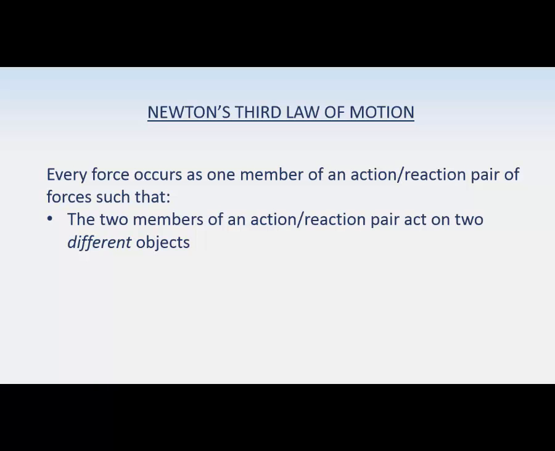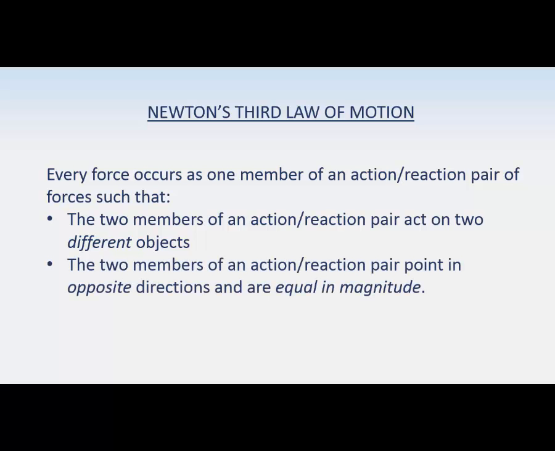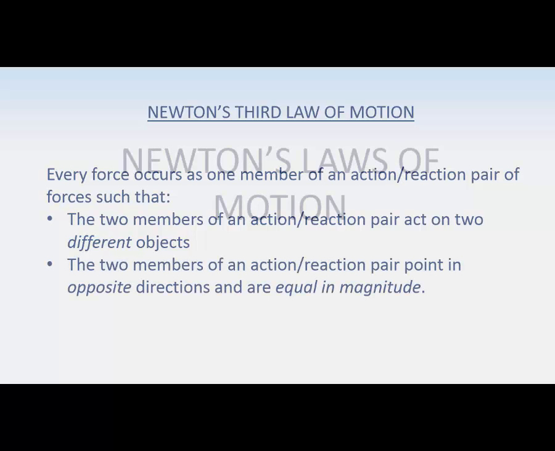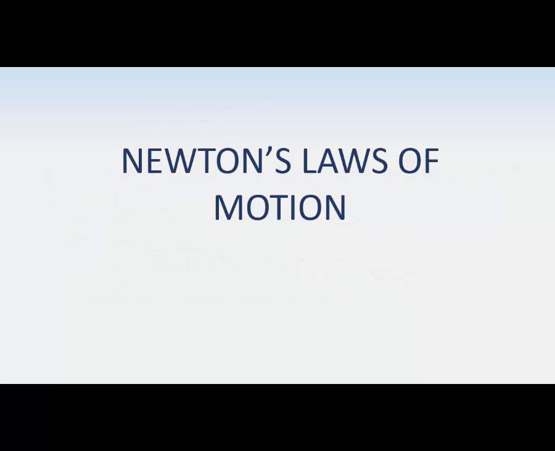It also states that these action-reaction pairs act on two different objects. For example, the hammer acted on the nail and the nail acted on the hammer. And finally, it mentions that these members of the action-reaction pair act in opposite directions and are equal in magnitude to each other. This concludes this video on Newton's three laws of motion.